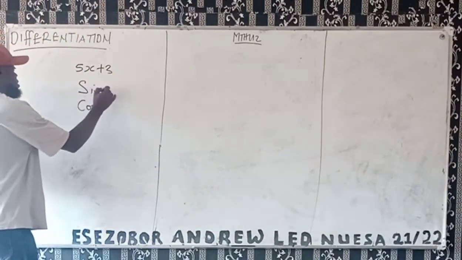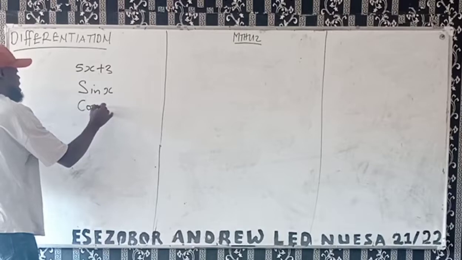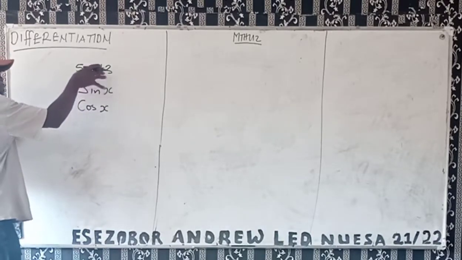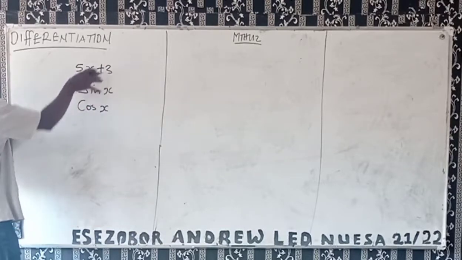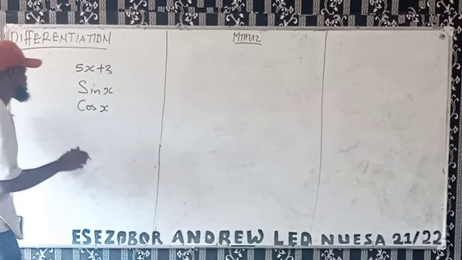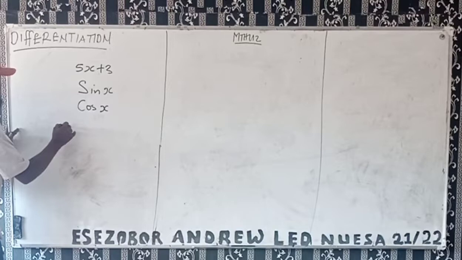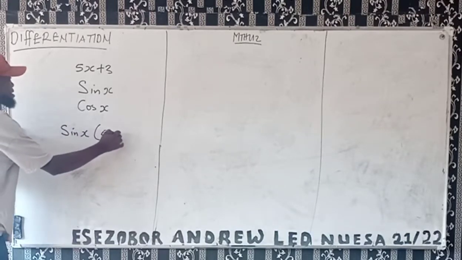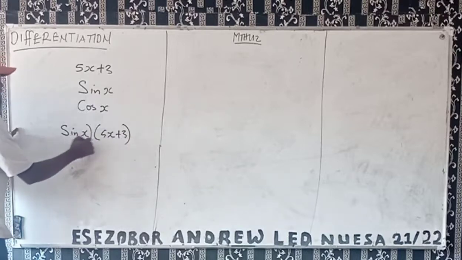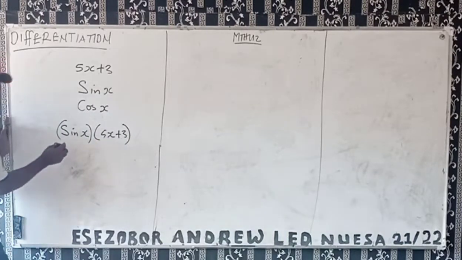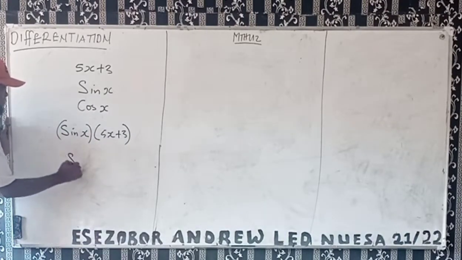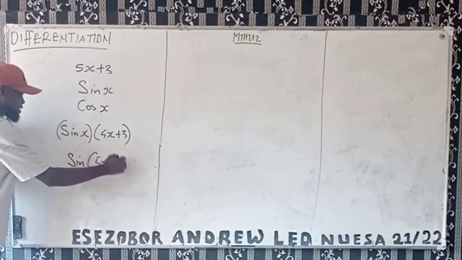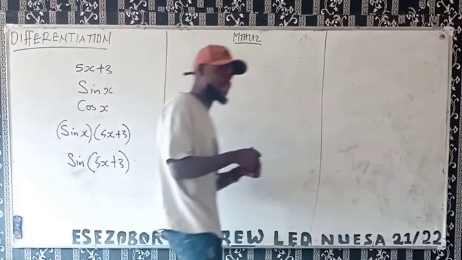Now, we can say we have sin x, cos x. If I combine these together, sometimes I will not be able to separate them. Look, I can combine them in two ways. If I combine them like this, I can have sin x times (5x plus 3). I can also combine them another way: sin(5x plus 3). Can you see those two combinations?